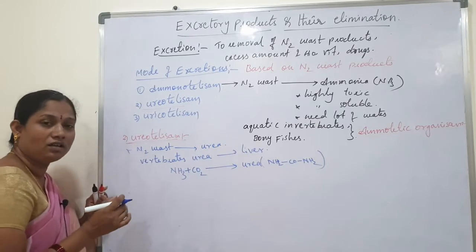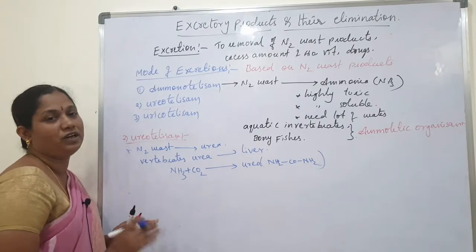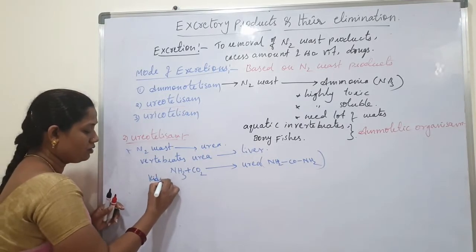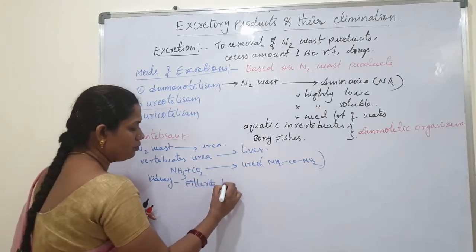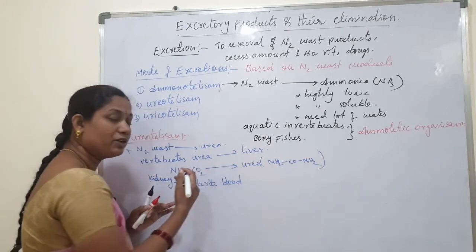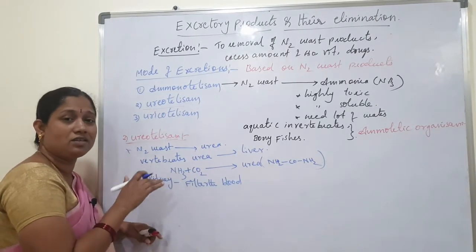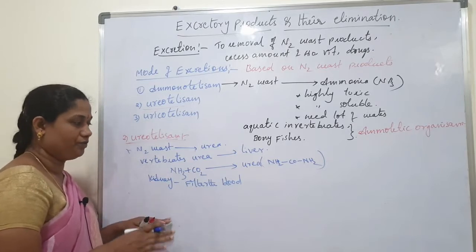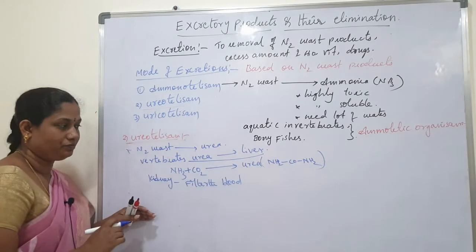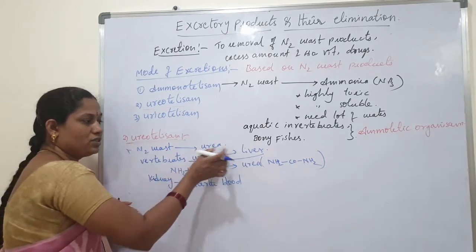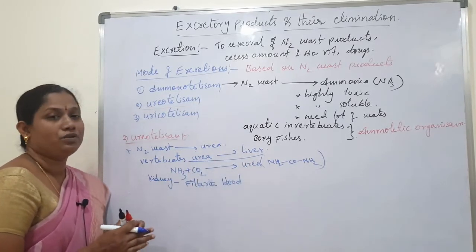Kidneys are excretory organs, which means they only filter the blood. Kidneys filter the blood and separate the urea from the blood, then send it to the outside. So kidneys do not produce the urea. Actually, urea is produced by the liver.